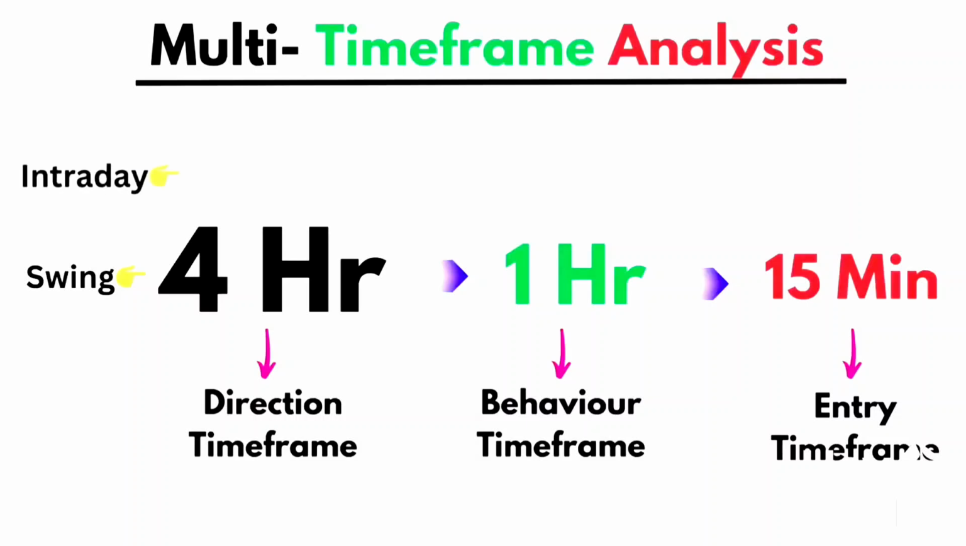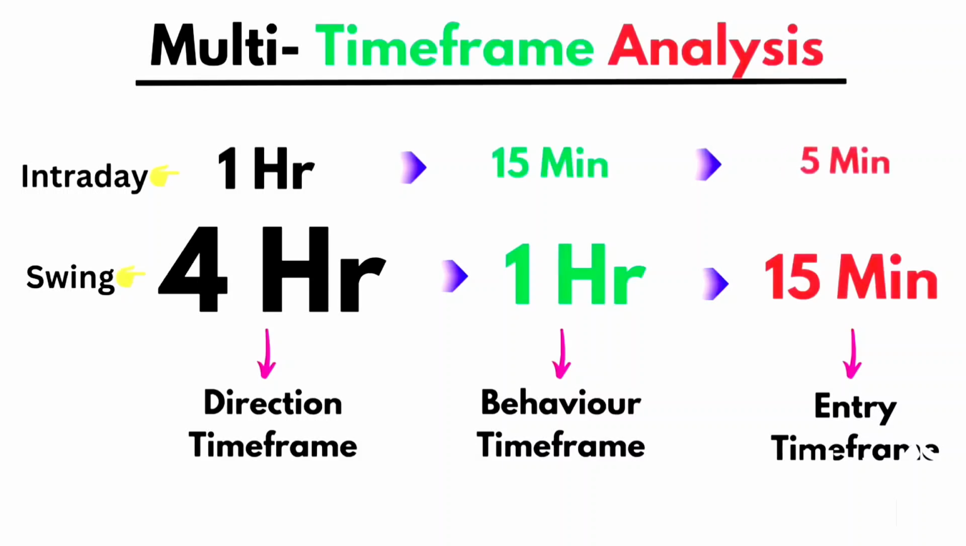But if you are trading on a different scale, these time frames will be different for you. You will use the 1-hour time frame for direction, the 15-minute time frame for behavior, and the 5-minute time frame for entry. That's why the time frame completely depends on your trading style. But I have explained with an example so that you can choose the right time frame according to your trading style.